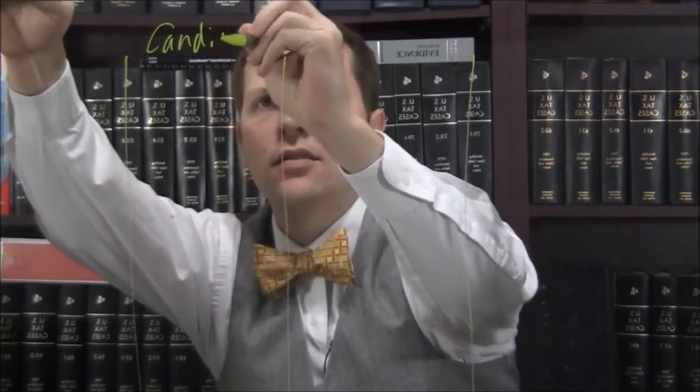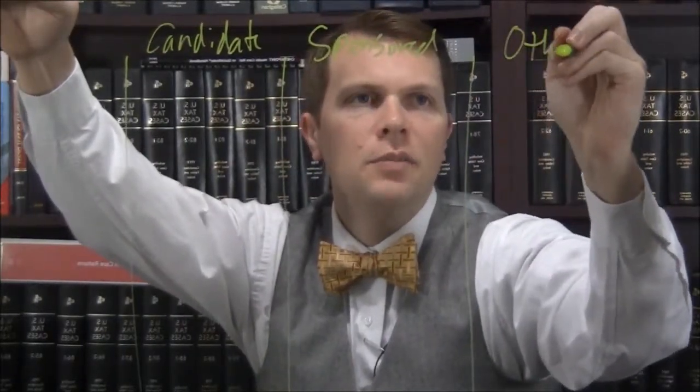Let's start by separating our committees into three broad categories. We have candidate committees, we have sponsored committees, and we have other types of committees. Now, a candidate-controlled committee are all going to be committees where a candidate either directly or through an agent has significant control over what the committee does, where it spends its money, where it gets its money, things like that.